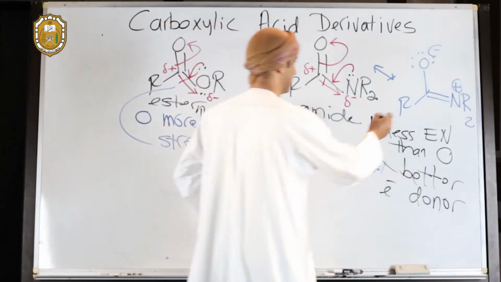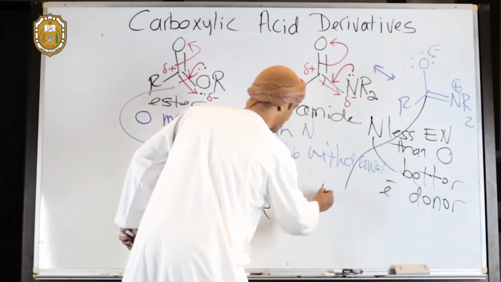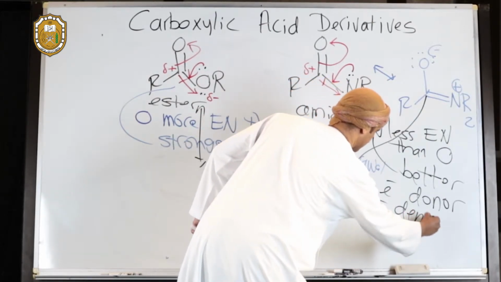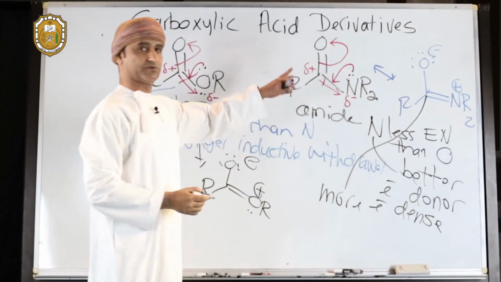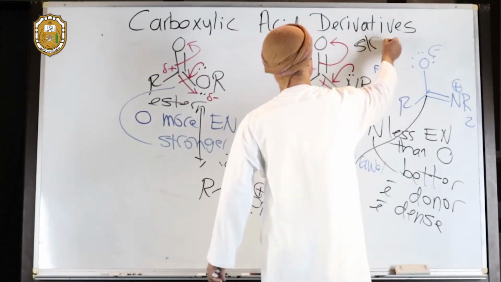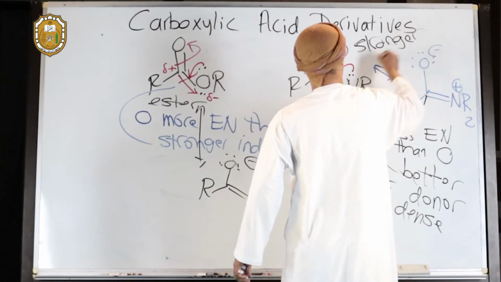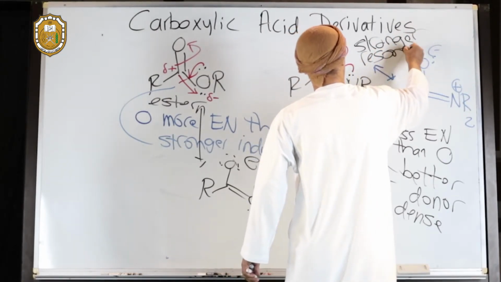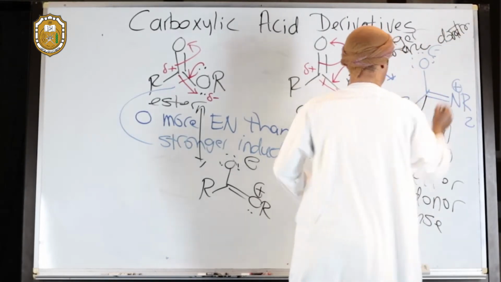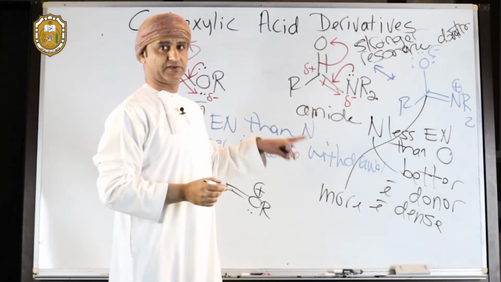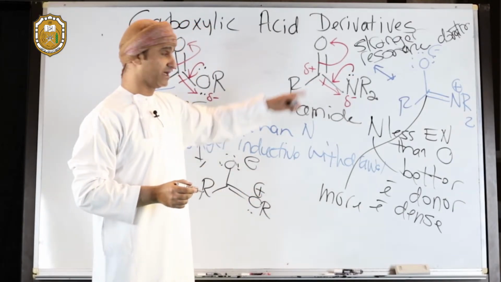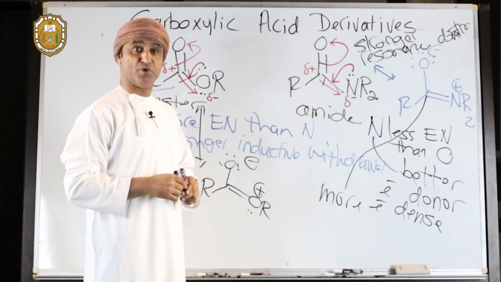Therefore, this carbon is more electron dense as a result, because resonance donation is stronger, if you like. We can also write that. This is a stronger resonance donation. That's because nitrogen is less electronegative. That's also because nitrogen is a better electron donor. So that carbon of the carbonyl group, therefore, is more electron dense.